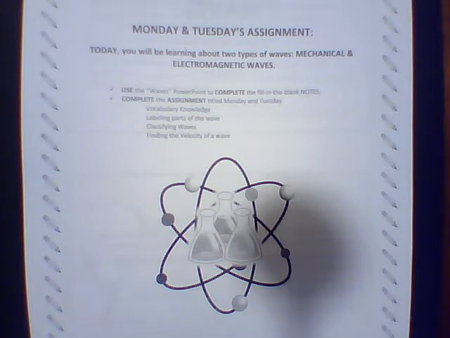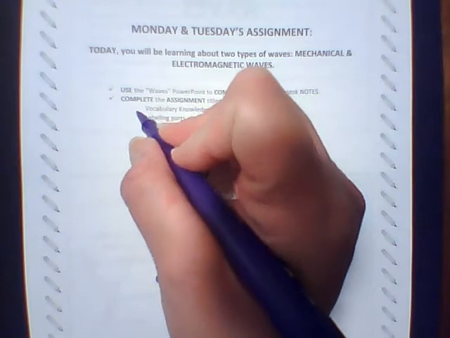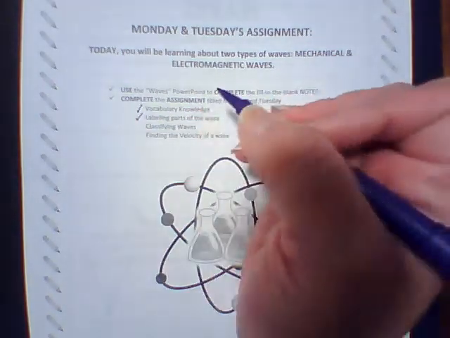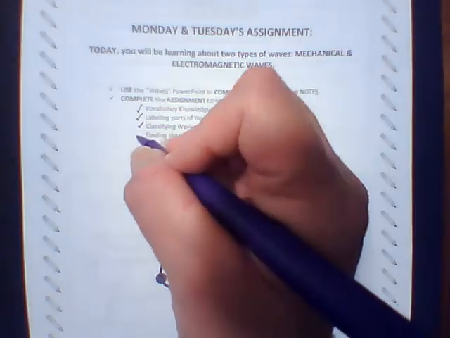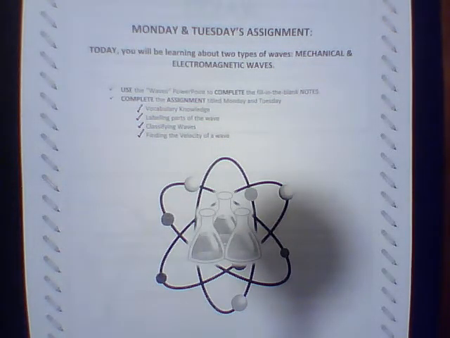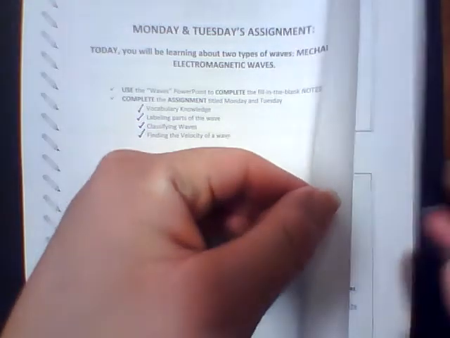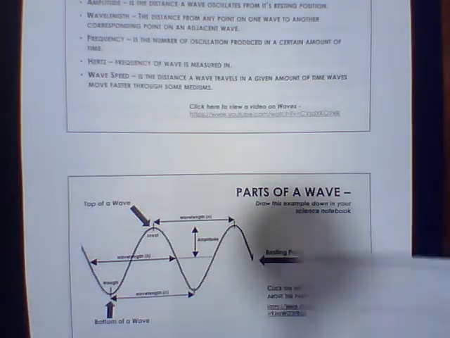Today we're going to be going over Monday and Tuesday's assignment. Today you will be learning about two types of waves. The first type is called mechanical, and the second type is called electromagnetic. If you look at the front cover of your assignment, you're going to be using the PowerPoint to complete the fill in the blank, and after that you have a few assignments that you're going to be working on. They're basically going to be on your vocabulary, labeling parts of the wave, classifying waves, and then finding the velocity of a wave. Alright, so let's go ahead and take a look at the first section of your PowerPoint.